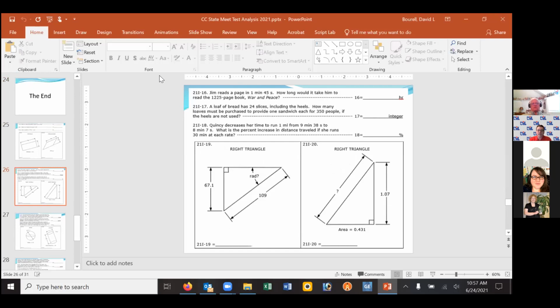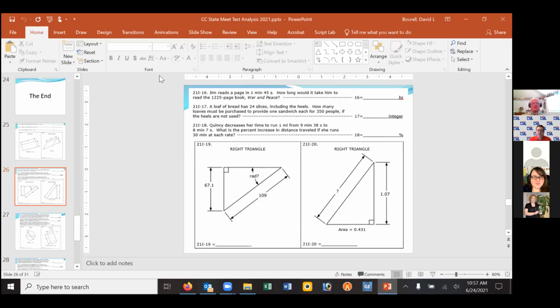So this one's Quincy decreases her time to run 1 mile from 9 minutes 38 seconds to 8 minutes 7 seconds. What's the percent increase in distance traveled if she runs 30 minutes at each rate? So I think distance goes as velocity times time. So the velocity changes, but the time is the same. So basically, my approach to this was that the change in distance is the reciprocal of the change in time, or maybe it's proportional to the change in time.